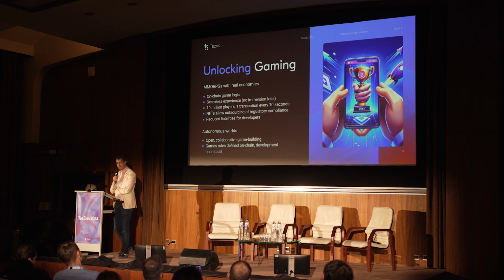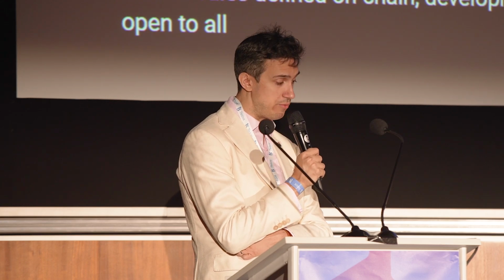So again, if you're having a very large MMORPG, you're not going to go on a blockchain that risks costing you $30 a transaction. That's not possible. So you really need to have this throughput before you even see people attempting this type of use cases.